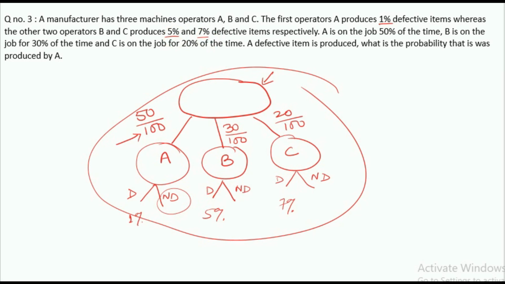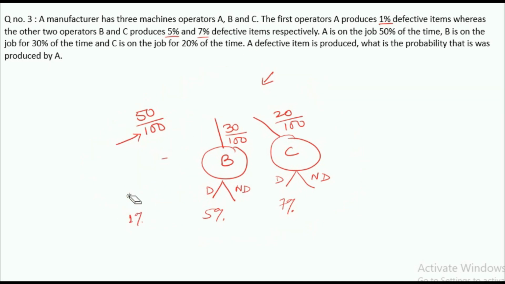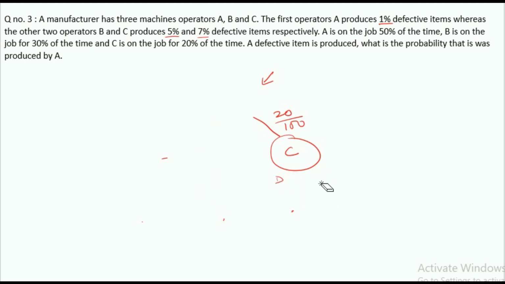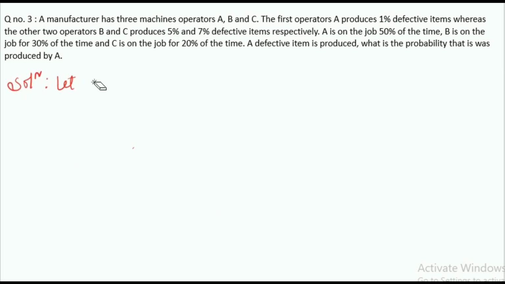Okay, so what is the probability that it was produced by A? So they are saying, what is the probability that it was produced by A. So you got your event. What is your event? Let's define the event. Here the question says, what is the probability that it was produced by A? That means we need to select A first, right?